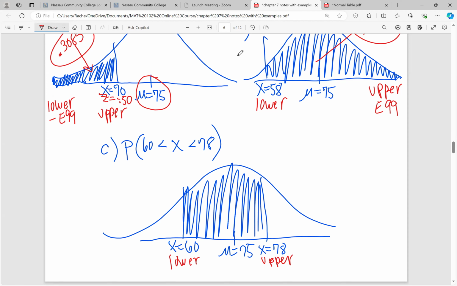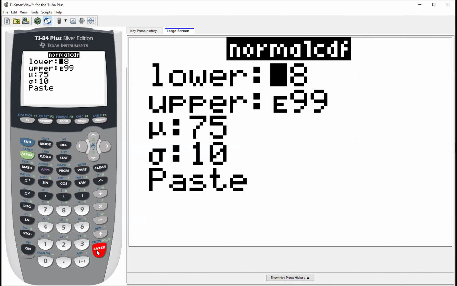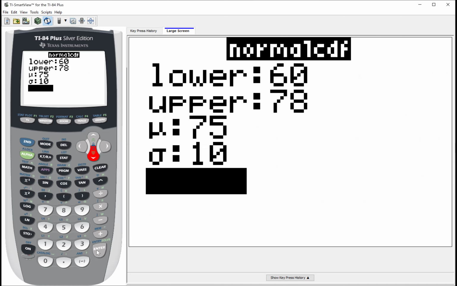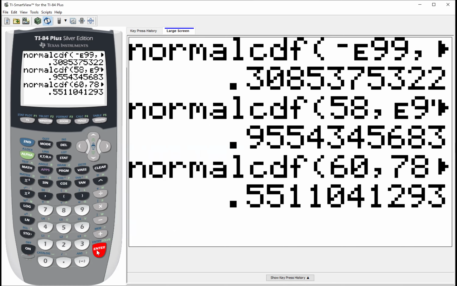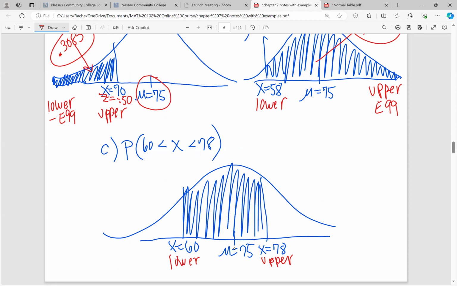So let's go to the calculator. We're going to do normal CDF. The lower is 60. The upper is 78. The mean is 75, and the standard deviation is 10. And we get to 4 places, 0.5511. So the shaded area between 60 and 78 is 0.5511.